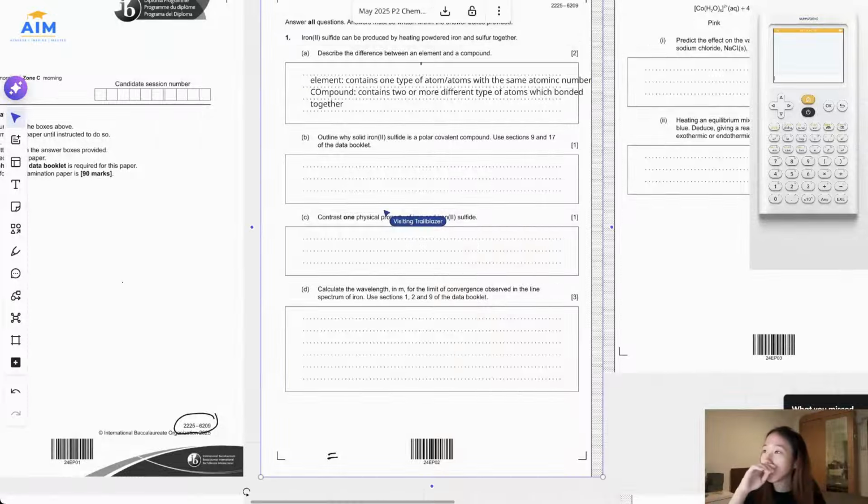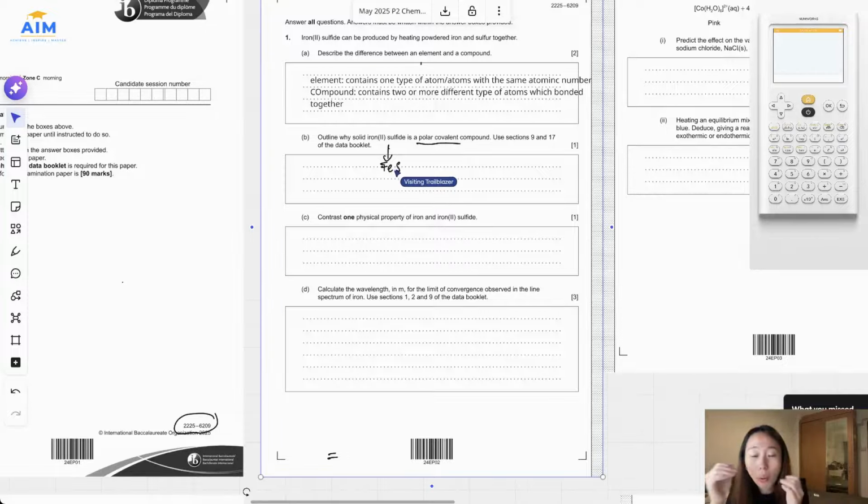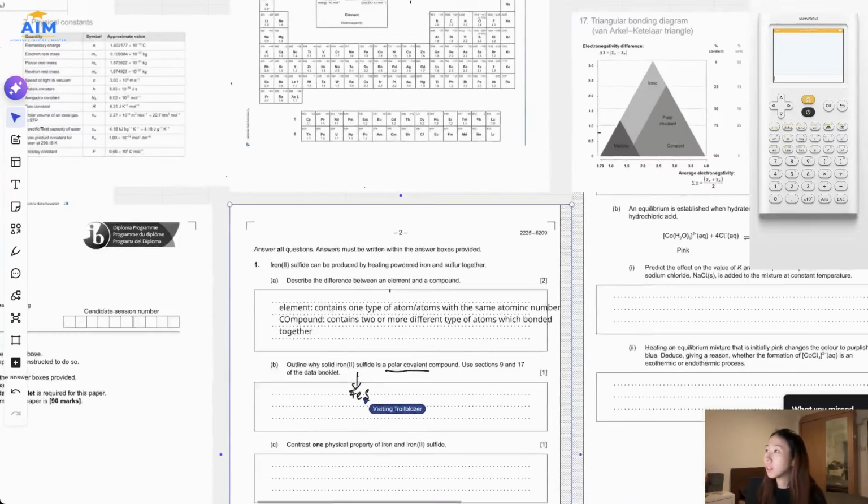The second question is asking, outline why solid iron sulfide is a polar covalent compound. If it's related to ionic, polar covalent, or non-polar, usually it will be related to electronegativity. Between the atoms in the compound, here iron sulfide is basically FeS, the difference in electronegativity will affect how they bond together to form ionic, polar, or non-polar. So if we go to sections 9 and 17, which I have placed here.